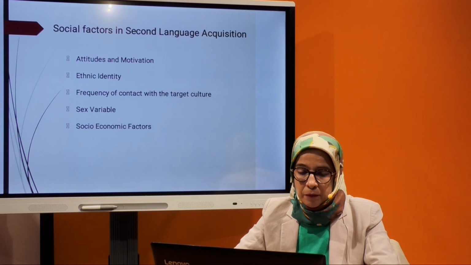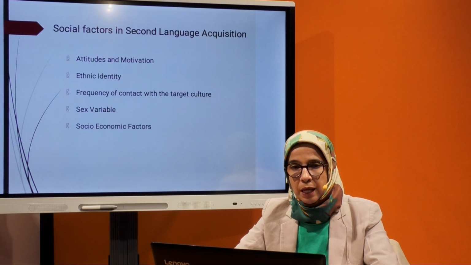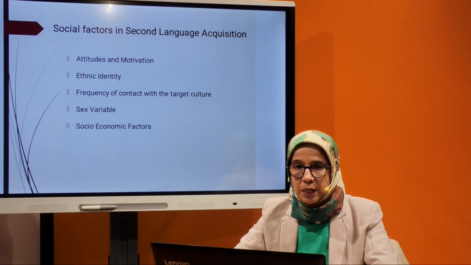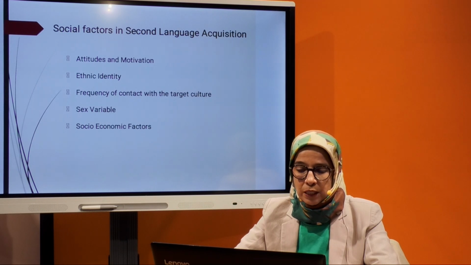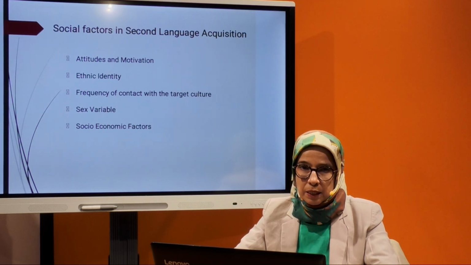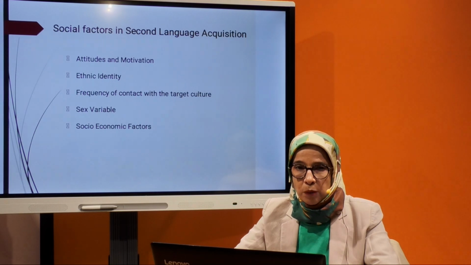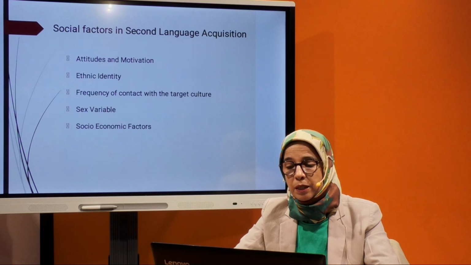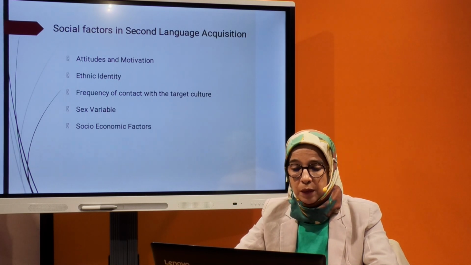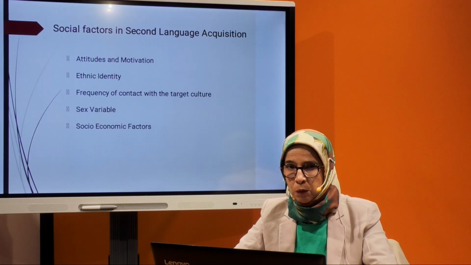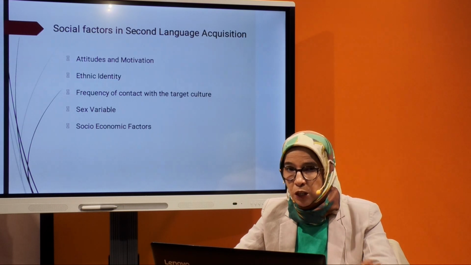In a different vein, according to Schumann's acculturation model, attitudes and motivation represent one class of variables involved in acculturation. So for Schumann, the degree of success in SLA is determined by how well individuals acculturate to the second language group, and this model deals with individuals learning a language in a second language context.